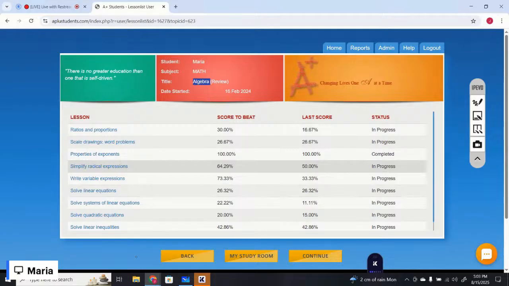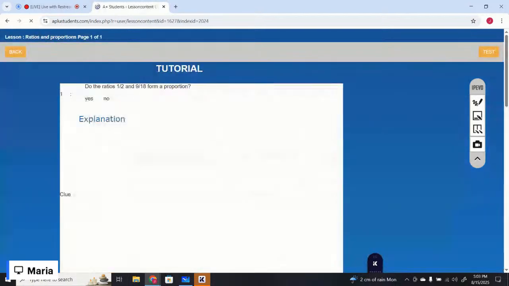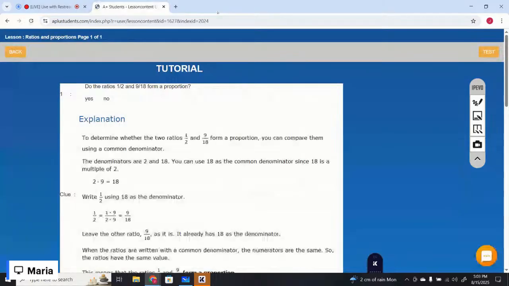Here I am on grade 10 math. The chapter we are on right now is algebra. Let's just start with the first lesson, that is ratios and proportions. Do the ratios 1 by 2 and 9 by 18 form a proportion?